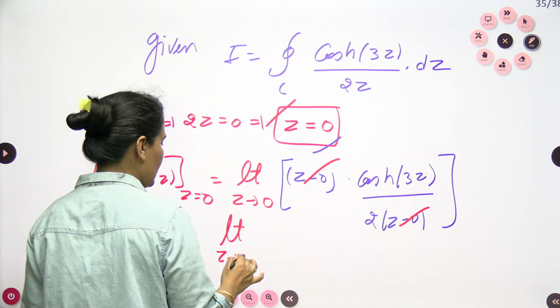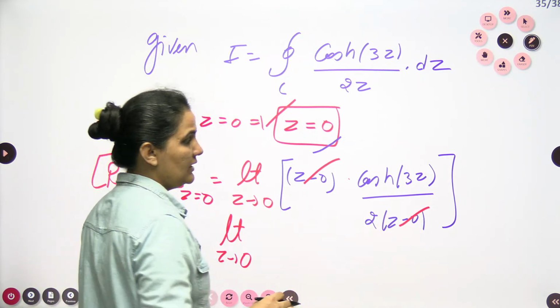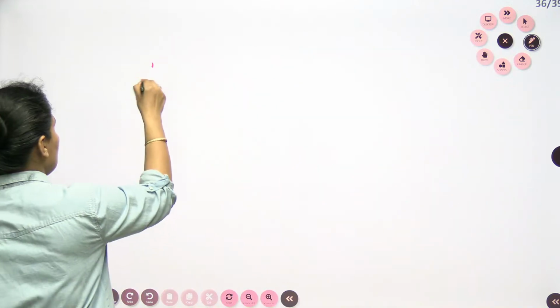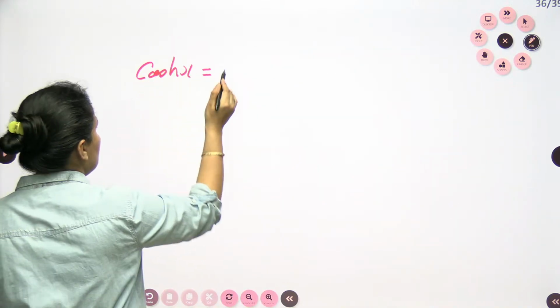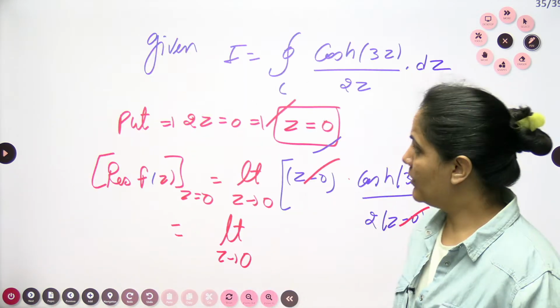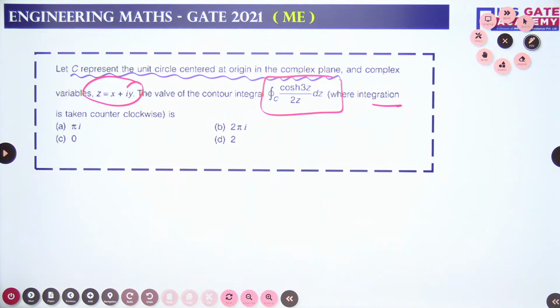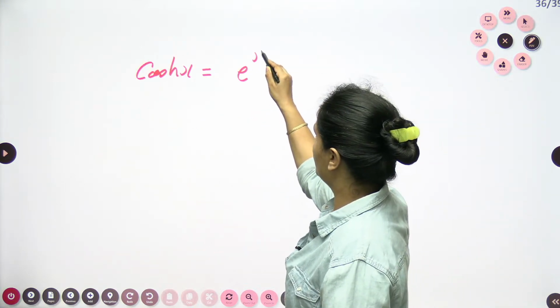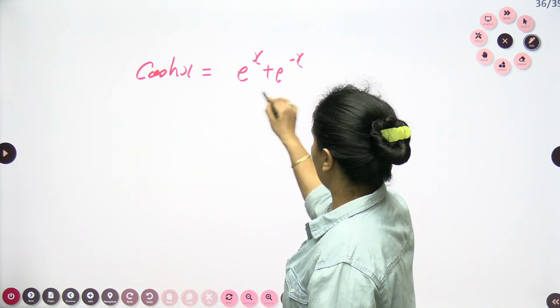As we cannot approach this cos hyperbolic directly, we need to use the cos hyperbolic function in the form of the exponential, because look at the options. In the options we are not having the hyperbolic, so we need to convert this into the exponential. So the cos hyperbolic x we used to write as e power x plus e power minus x by 2.